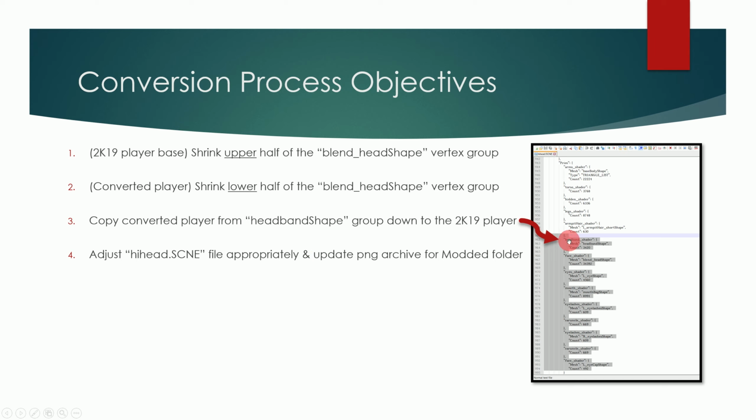We're copying a decent portion of the converted player's geometry over to the 2K19 file. Just look at the scene file, and wherever you see headband shader, from there down to the end of that section. And also if you went to Blender and you looked for the headband vertex group, from that group down. So if you selected all of those at once, we're excluding the armpit hair, the legs, the hidden torso, and arms.